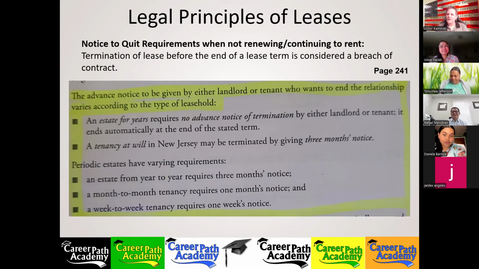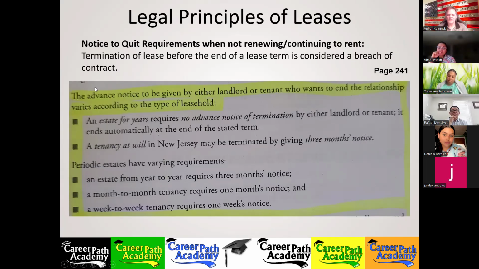But remember, how much notice does the landlord need to give a tenant to get out for an estate for years? None. An estate for years has a term and an end date. You have to be out by the end date, so they don't need to give you any notice. What about a periodic estate? It depends on the period. If it's an estate from year to year, 3 months notice; month to month, 1 month's notice; week to week, 1 week's notice. And if it's a tenancy at will, it's 3 months notice.